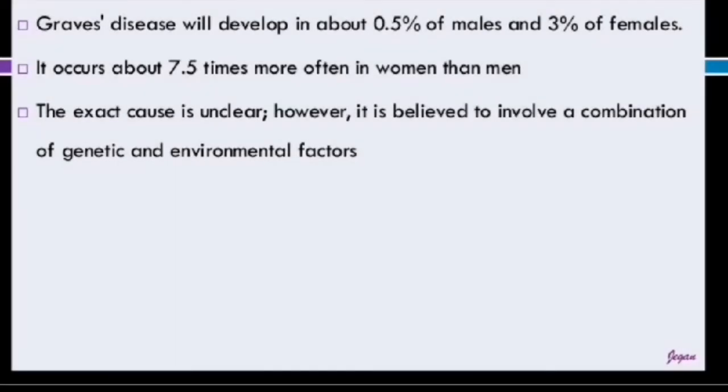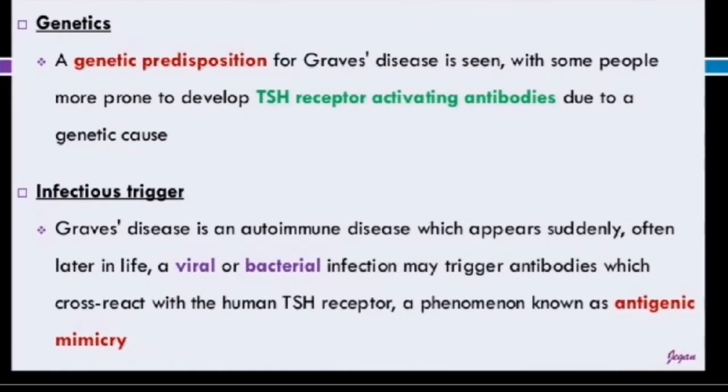Graves' disease will develop in about 0.5% of males and 3% of females. It occurs about 7.5 times more often in women than in men. The exact cause is unclear, however it is believed that it involves a combination of genetic and environmental factors. There are some genetic factors that make some people more prone to develop it, such as receptor-activating antibodies due to a genetic cause.